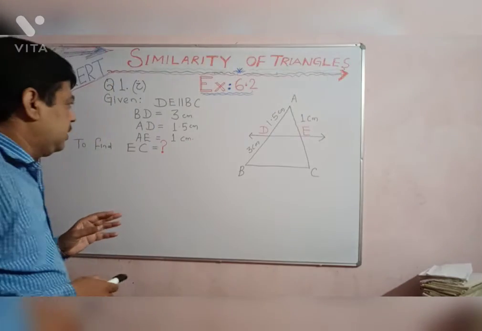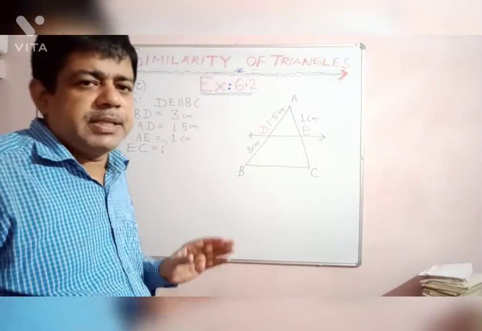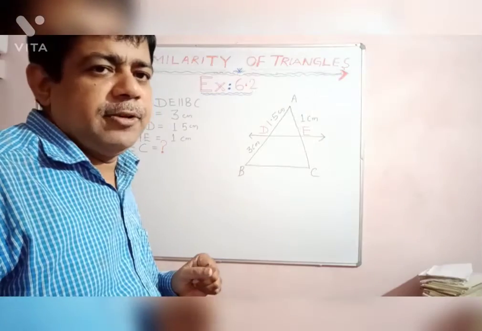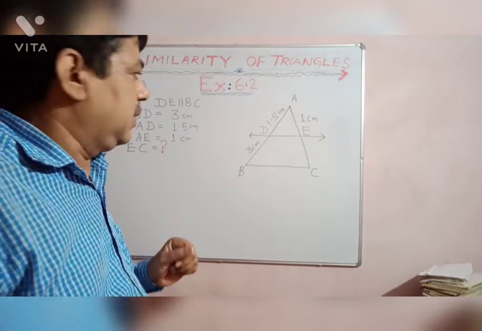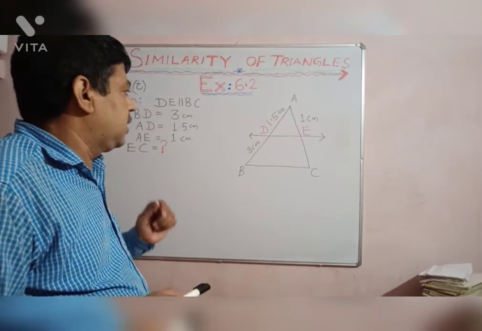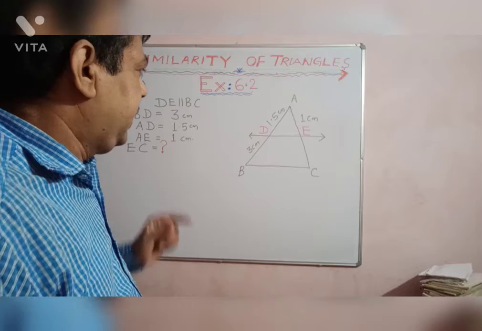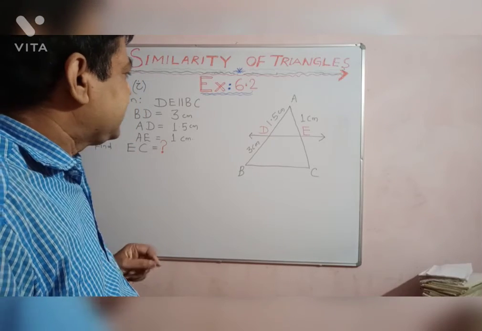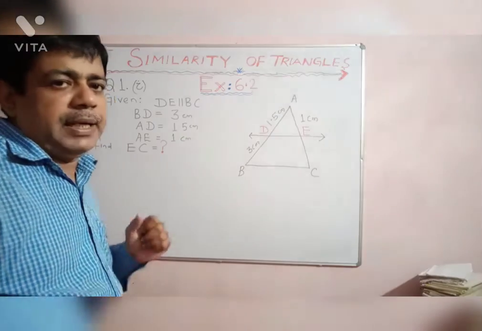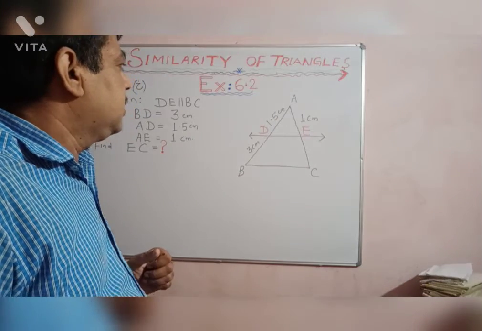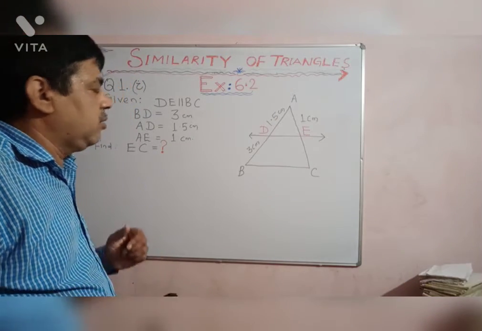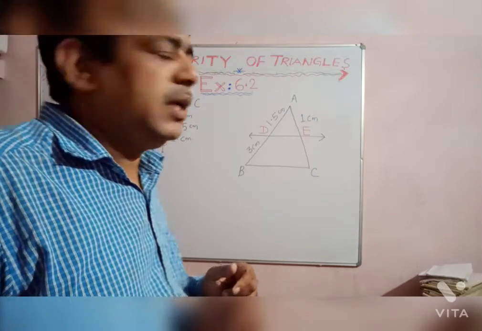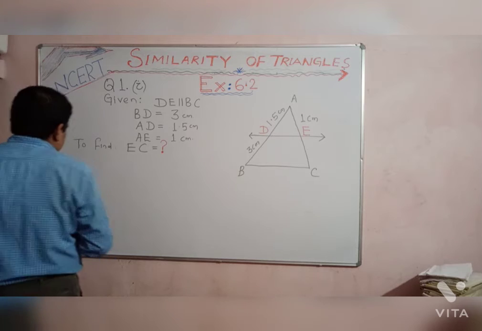Here it is given that in triangle ABC, DE is parallel to BC. In the given figure, BD is equal to 3 cm, AD is equal to 1.5 cm, AE is equal to 1 cm, and you have to find out the length of CE. What is the length of CE? Okay, let's see.